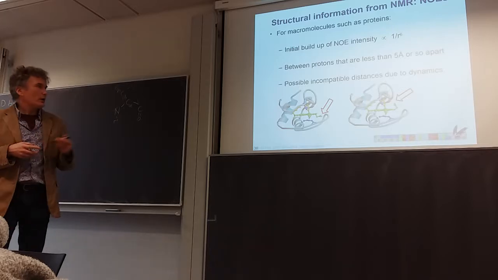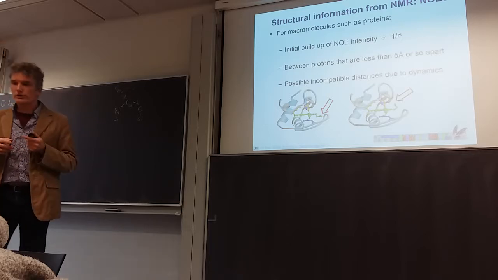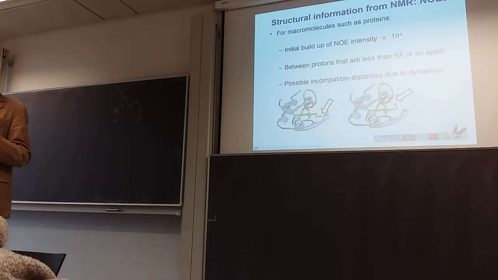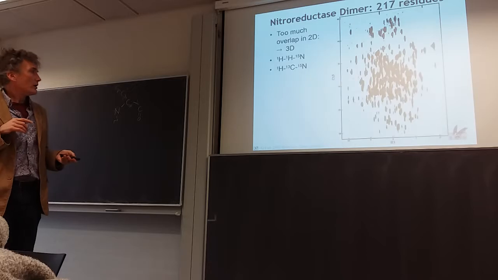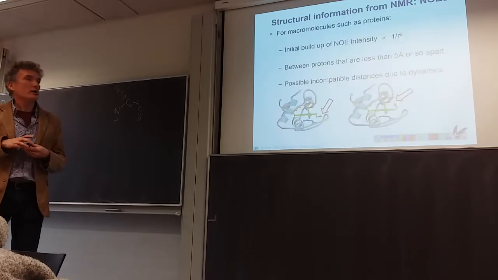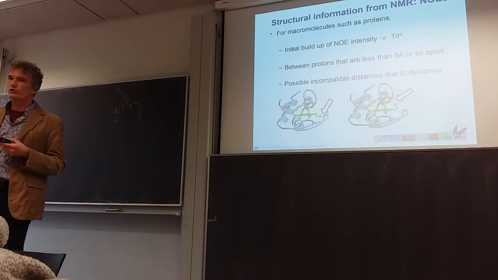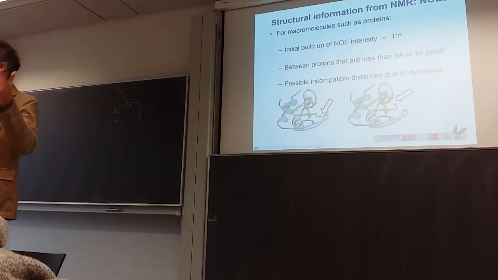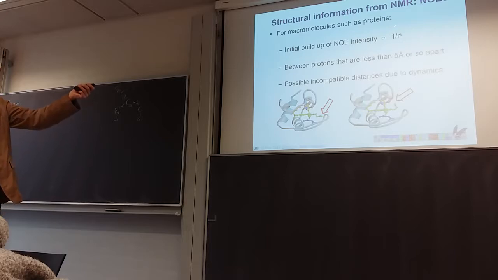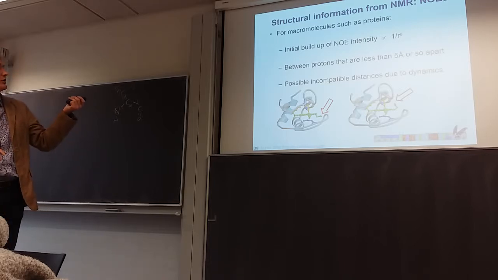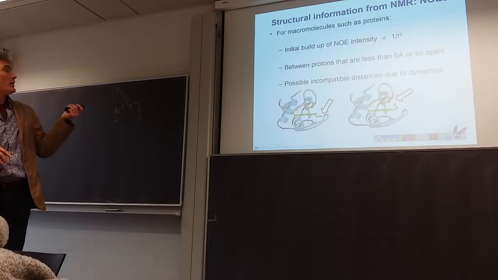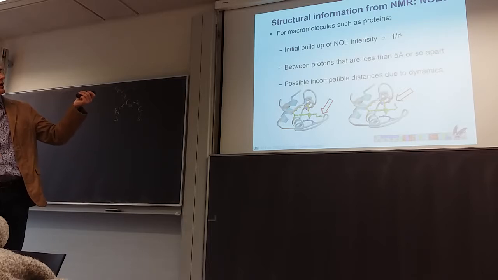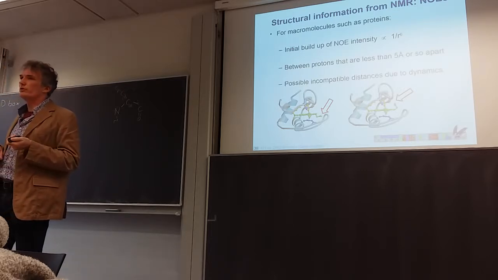So the other way in which you can get signal out of this is, these correlations are actually sensitive to the angles. You can set up the experiment in a different way, where the energy is transferred just through space. Then it depends on the distance between the nuclei. This transfer effect is called the nuclear Overhauser effect, and the experiment is known as NOESY, which stands for nuclear Overhauser effect spectroscopy. And the intensity varies with 1 over r to the sixth.